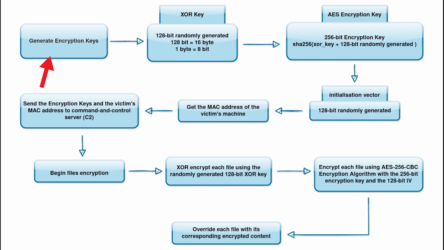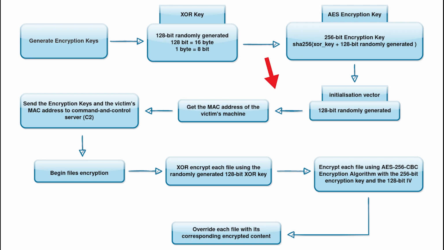We will start by generating the encryption keys at runtime. We will generate a XOR key, AES encryption key, and the initialization vector key, or IV. The XOR key will be 16-byte or 128-bit randomly generated. The AES encryption key will be 32-byte or 256-bit long, and it will be the SHA-256 sum of the XOR key and the 128-bit randomly generated key. The initialization vector, or the IV, will be 128-bit randomly generated.